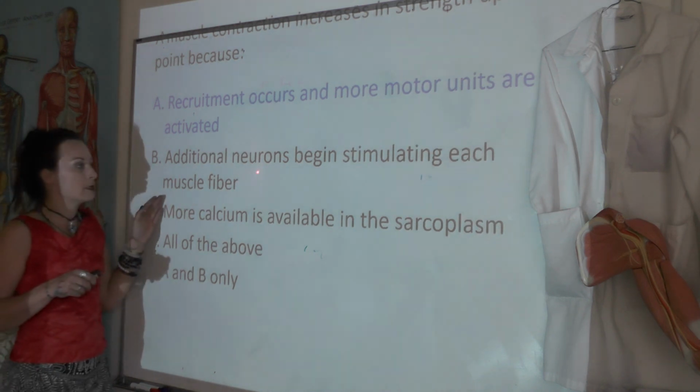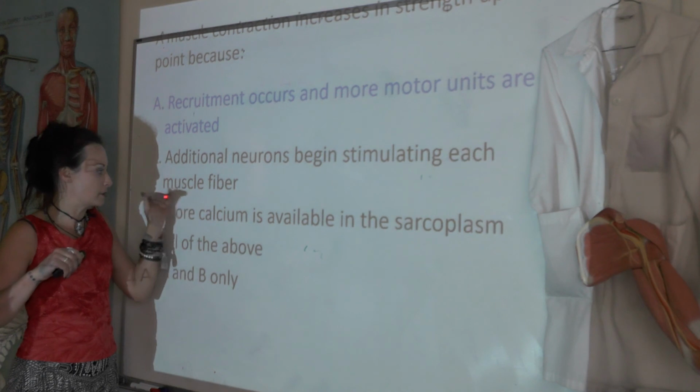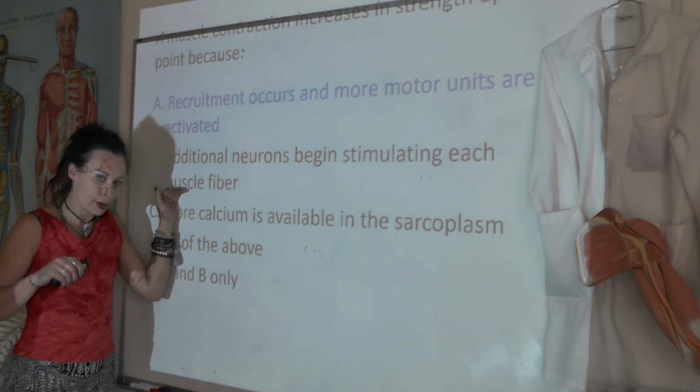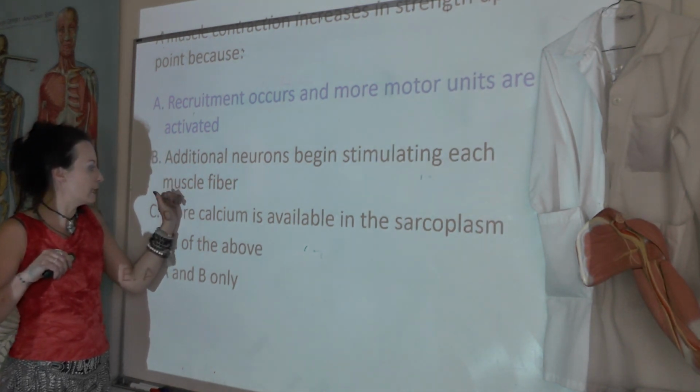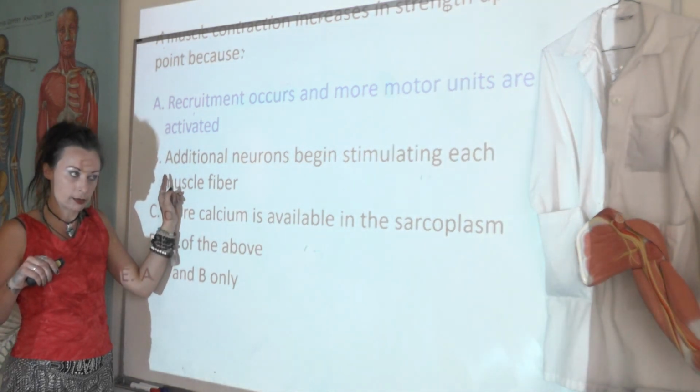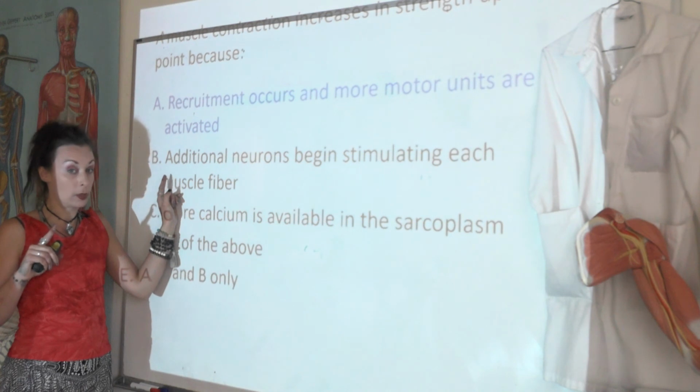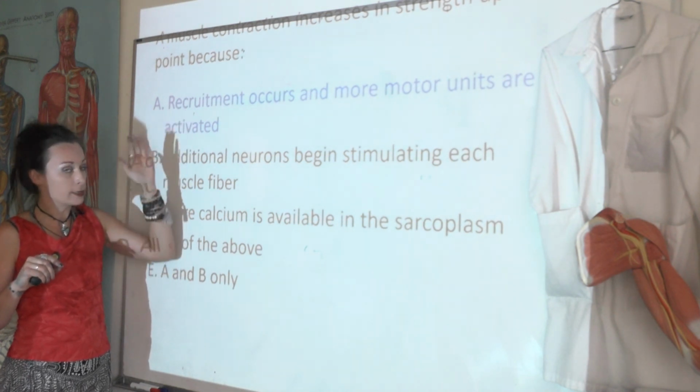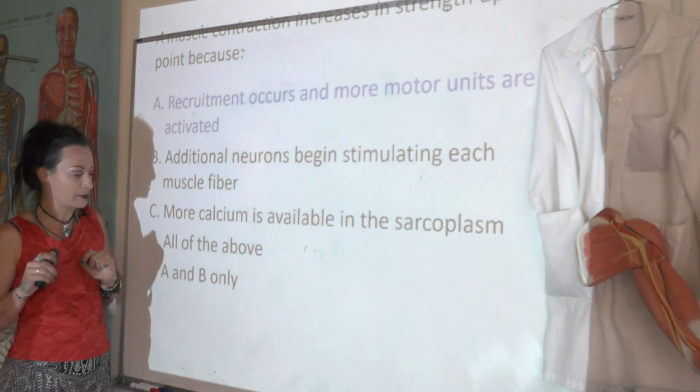Additional neurons will never begin stimulating each muscle fiber. Remember, muscle fibers are only innervated by one lower motor neuron. But one lower motor neuron might innervate more than one muscle fiber.